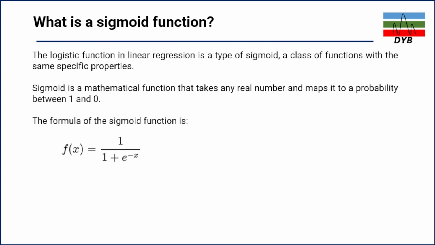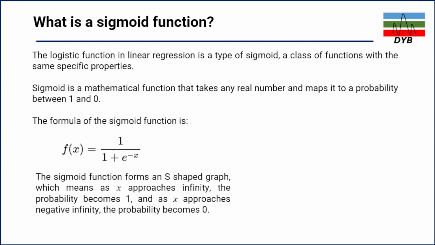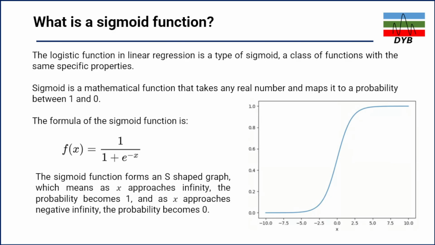If you look at it, it is a mathematical function that takes a real number and maps it to a probability between 0 and 1. The formula is given here: f(x) = 1 / (1 + e^(-x)). The sigmoid function forms an S-shaped graph, which means as x approaches infinity, the probability becomes 1, and as x approaches negative infinity, it approaches 0. Over here you can see a very good example: the data is plotted and comes up to the S shape of the sigmoid function.